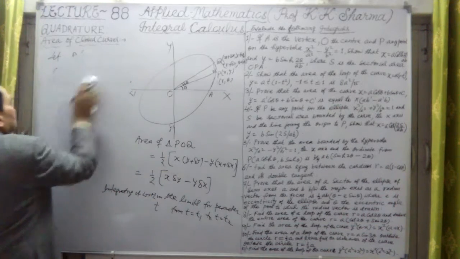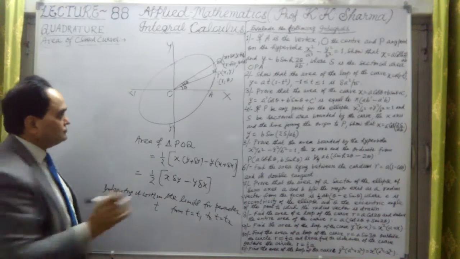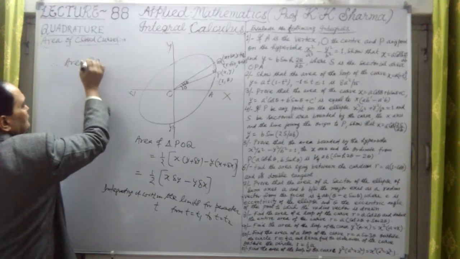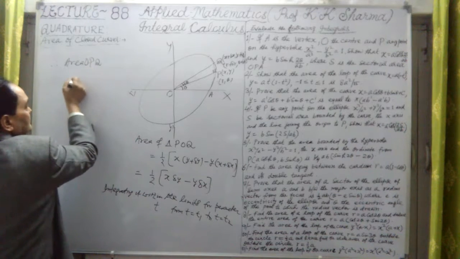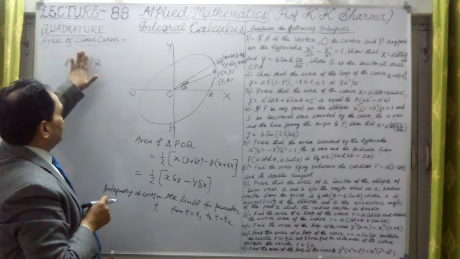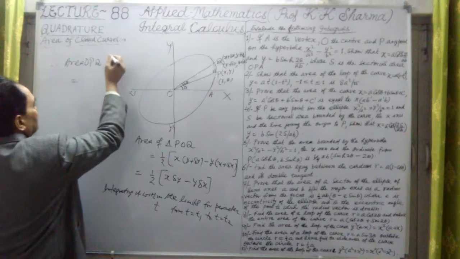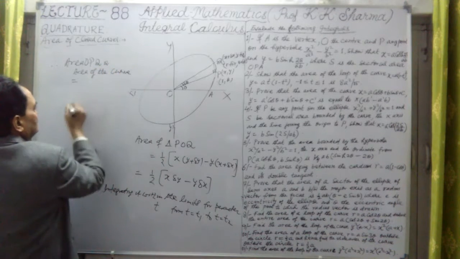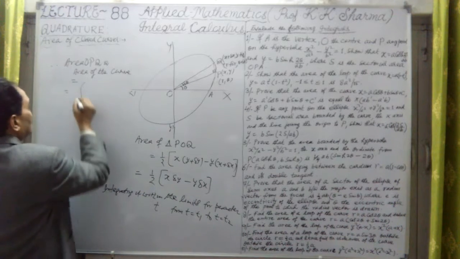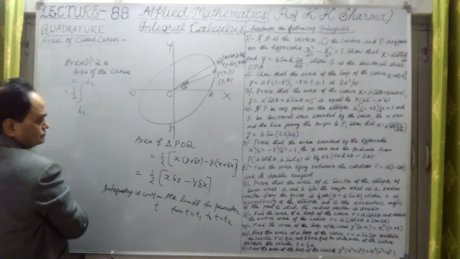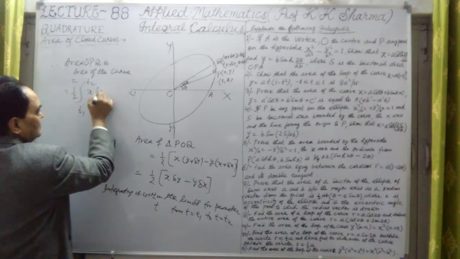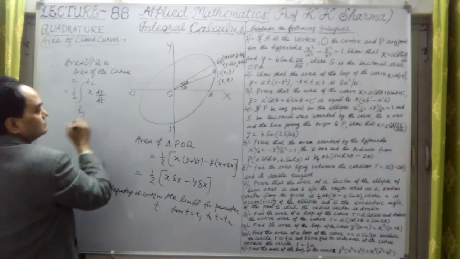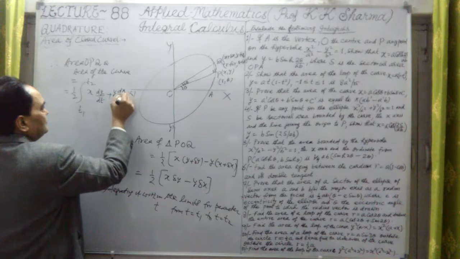So the area in Cartesian form will be what? Therefore, area POQ is given by the area of the whole curve. In this case, we have picked the area of the curve. Area of the curve equals half, with limits t1 to t2, of x into dy upon dt, because within the limits you have to differentiate with respect to dt, minus y into dx upon dt, and we can put here dt.